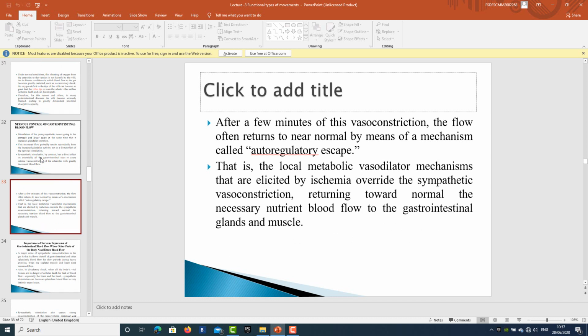After a few minutes of this vasoconstriction, the flow often returns to near normal by means of a mechanism known as autoregulatory escape. So, it is important to know what autoregulatory escape is. That is, the local metabolic vasodilator mechanisms that are elicited by ischemia override the sympathetic vasoconstriction, returning toward normal the necessary nutrient blood flow to the gastrointestinal glands and muscles.